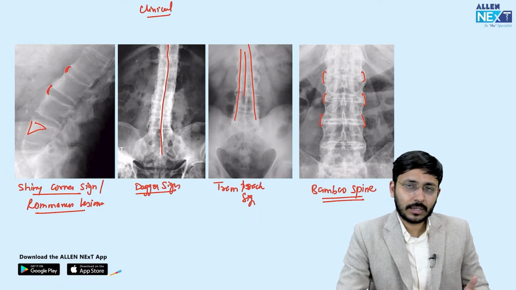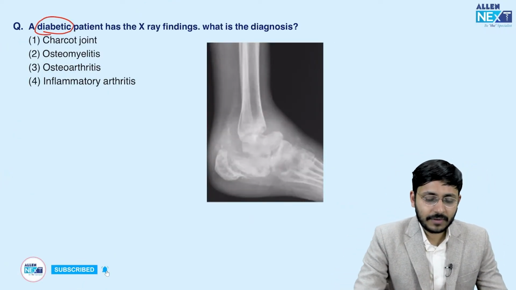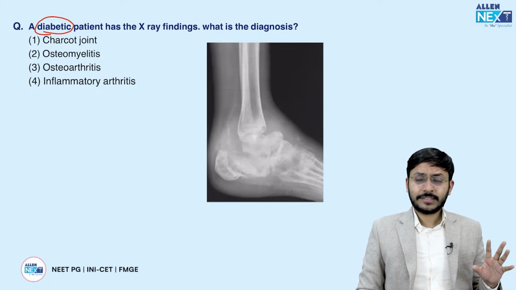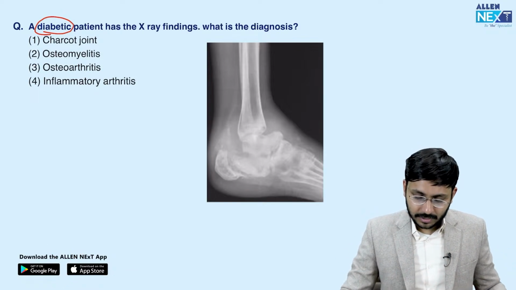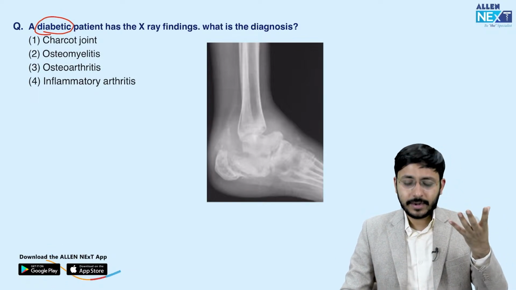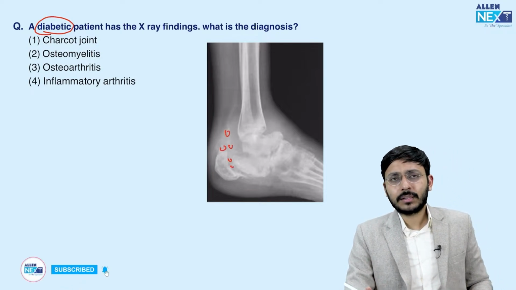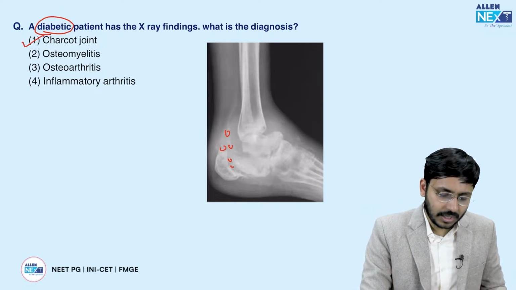Now, coming on to another arthritis, a diabetic patient. Okay, risk factor, we have a diabetic patient, and we are given an X-ray. So what do we see? We see huge destruction. Okay, the bones are destroyed. The joint is distended. Multiple debris is seen within this joint. So what type of arthritis? It's a neuropathic joint, also known as a Charcot's joint.